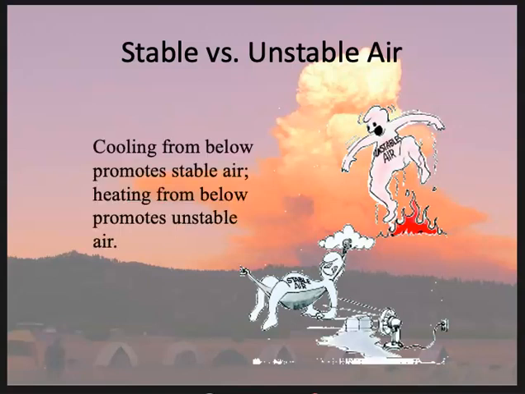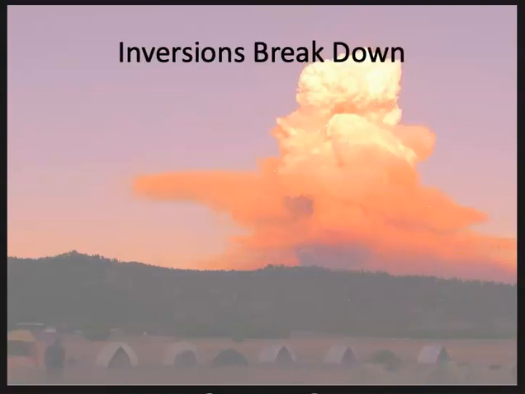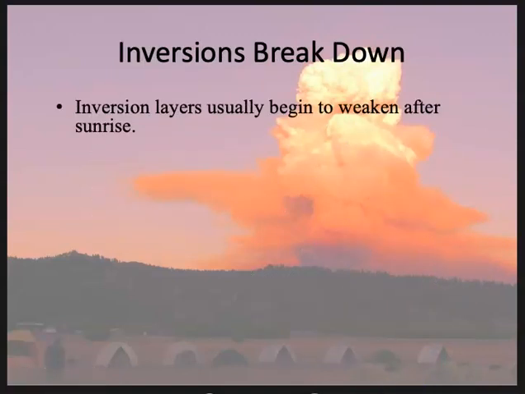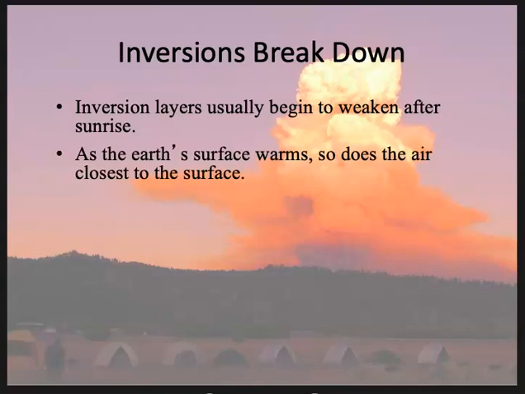So stable air versus unstable air. Unstable air has heating from below, and it's going to increase fire behavior. Stable air has cooling from below. So inversions can break down and weaken after sunrise. As the sun rises, the earth heats up and it warms up, and so does the air.